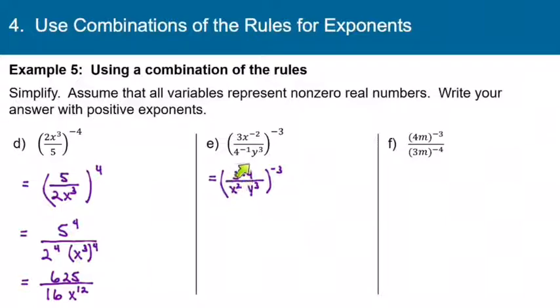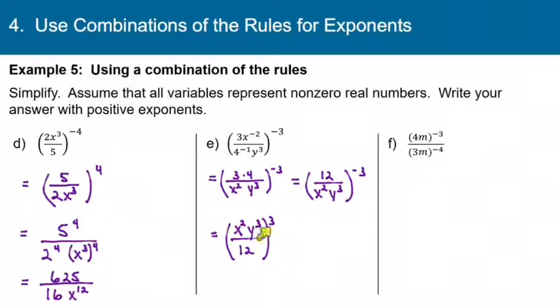Okay, now let's see what we've got inside the parentheses. 3 times 4 is 12. And in the bottom, we still have x to the second, y to the third. And that's all still being raised to the negative third power. Now I'm ready to deal with this outside negative exponent. So now I'm going to write this in reciprocal form. So that will give us x squared y to the third over 12, all now to the positive third power.